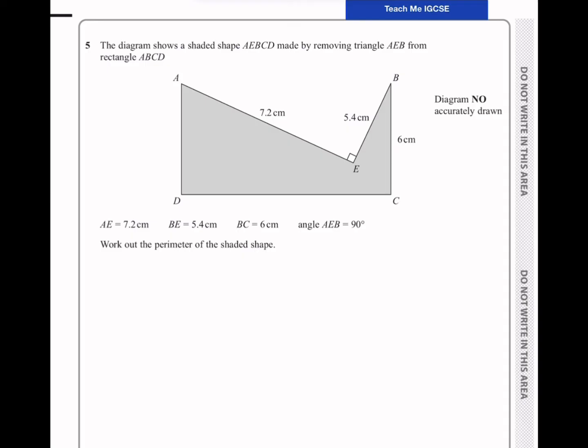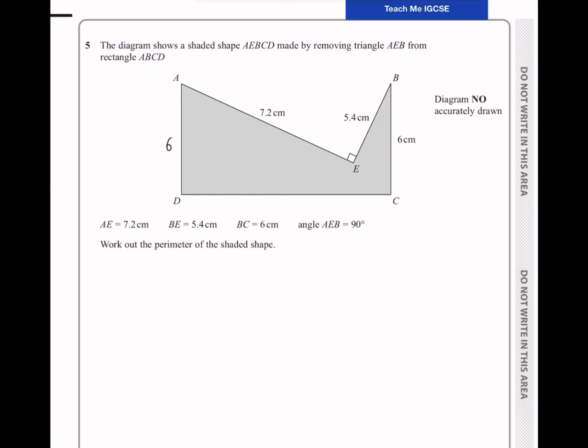Question 5. The diagram shows a shaded shape AEBCD made by removing triangle AEB from the rectangle ABCD. Work out the perimeter of the shaded shape. So this shape is made up of 5 sides, of which 3 are given. And since this is a rectangle, the side AD will also be 6 centimeters. So we only have one unknown side, and it is DC here.